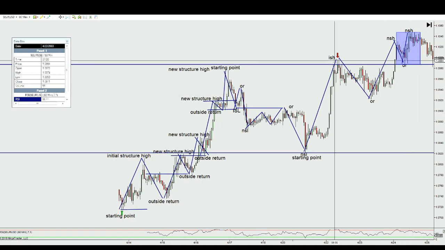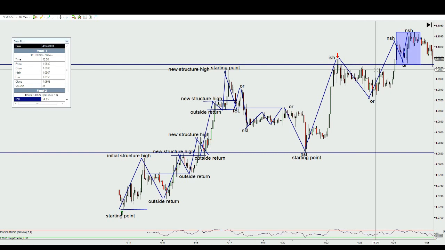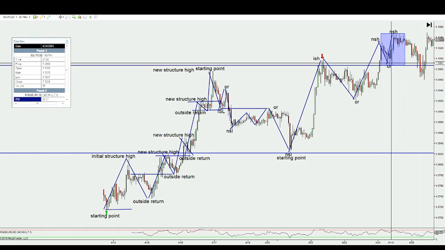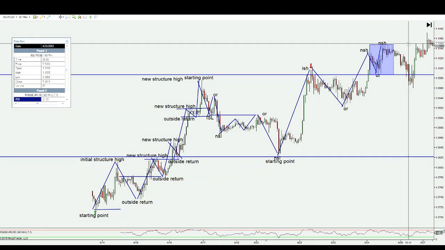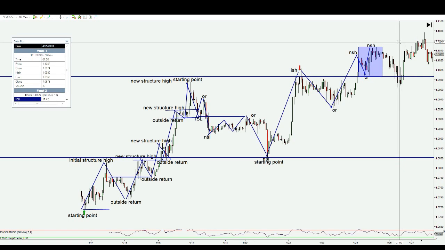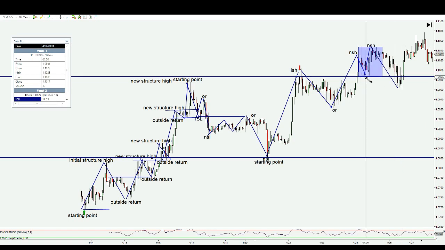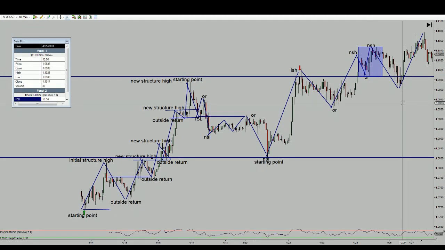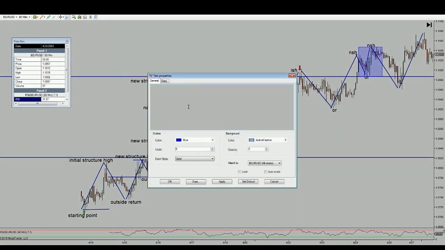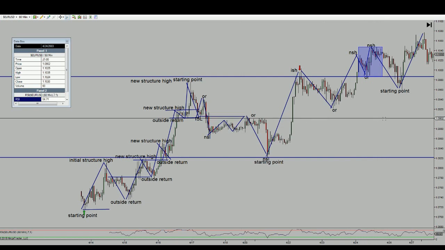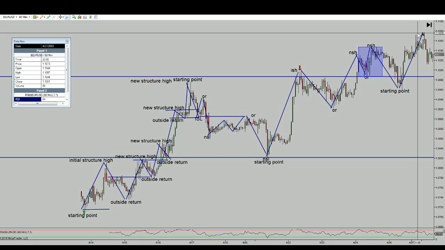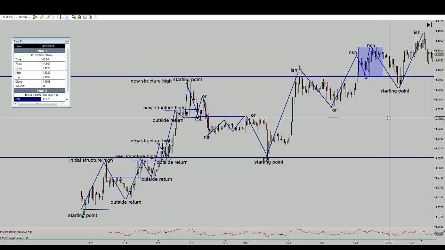So now we're testing that outside return. We're back here in the structure area, the consolidation, and we're pulling back a little bit farther. And now we're going to rally up. We're testing this new structure high level. Okay, we did break this outside return, and we're moving higher. So we essentially put in a move like this where we broke this level down here, and then we rallied back up. Now because we broke this outside return, this is going to become our starting point. And then this will become our initial structure high, and the process starts all over again. Kind of boring and repetitious, but it works.